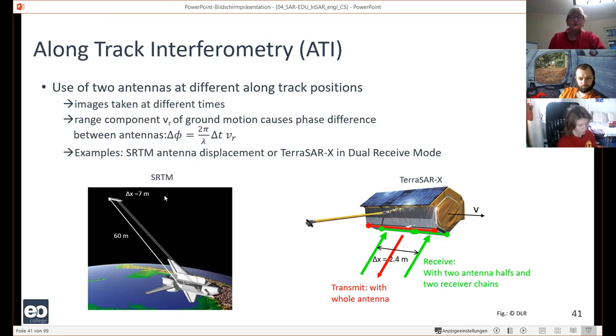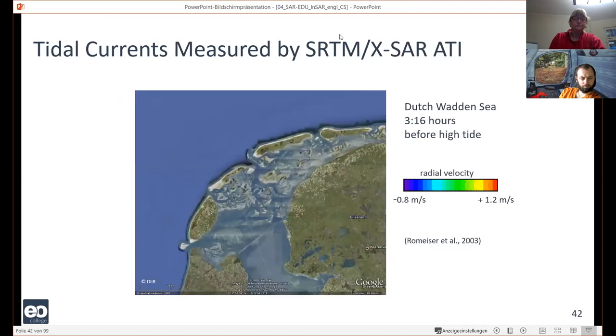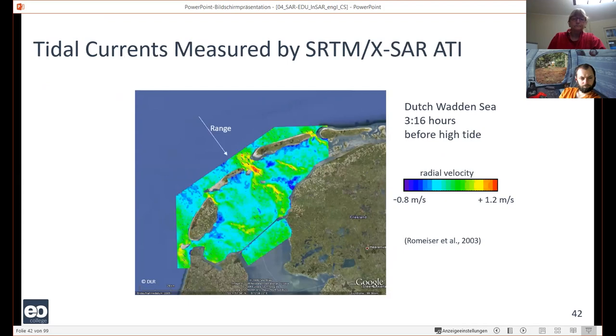And this was also an experiment done during the SRTM mission. This is the nice 60 meter boom that was laid out. And so they also did an along-track interferometry experiment. But again, this is used to measure motion, tidal currents, for example. And this is from a coastline in Holland, Netherlands.